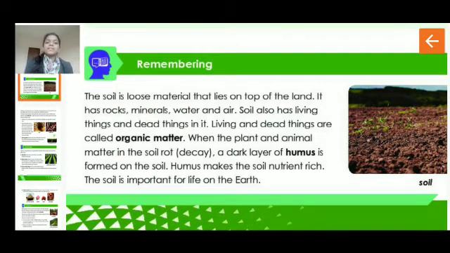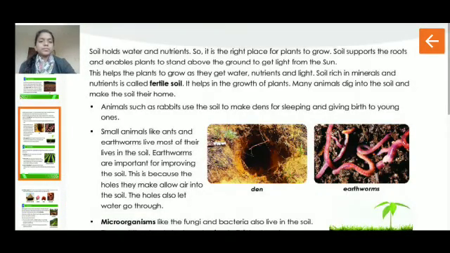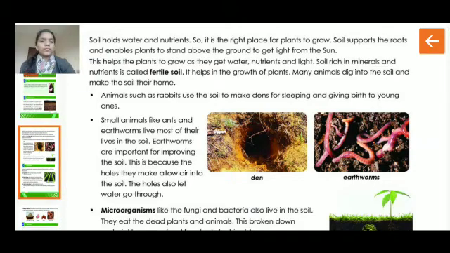So humus makes the soil nutrient enriched. The soil is important for life on the earth. So soil is very important for the life on the earth. So now let us study in detail. Soil holds water and nutrition, so it is the right place for plants to grow. Soil supports the roots and enables plants to stand above the ground to get light from the sun.